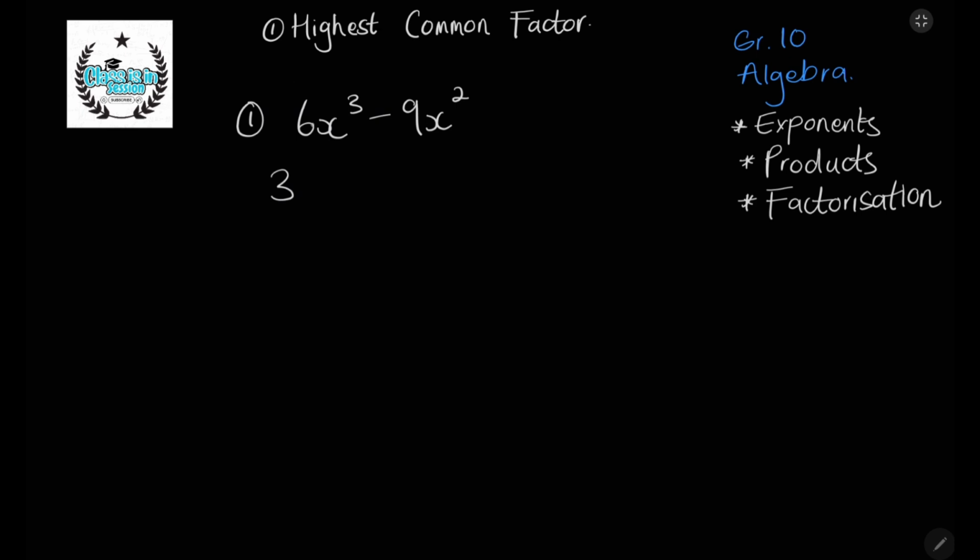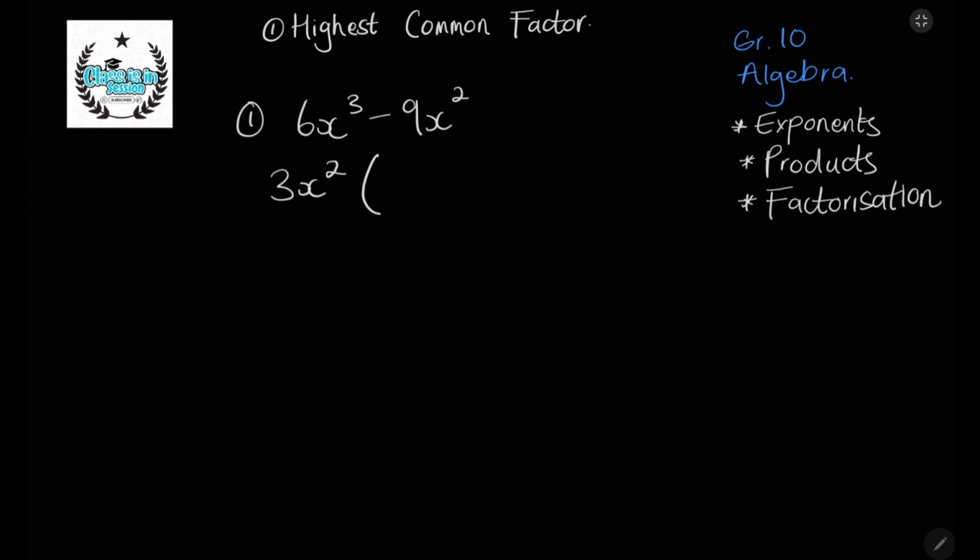So we should have our x squared here. Now let's open a bracket. We have to divide each term by 3x squared, okay? Remember, terms are separated by the plus and minus sign. So we have 6x cubed minus 9x squared. Therefore, we have two terms.